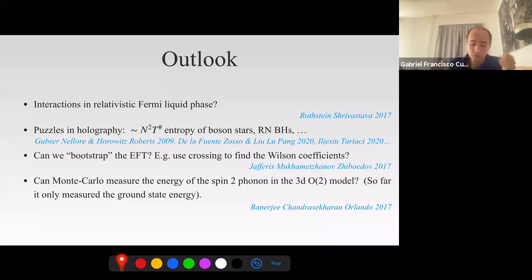So finally, I said that the Monte Carlo measurements tell us something about the energy of the ground state in the O2 model at large charge, but for some reason, they never measured the first excited states above the ground state. If that were to agree with the prediction of the large charge EFT, I think that would be a smoking gun that the O2 model, even at strong coupling, is really in a superfluid phase. And hopefully this will be done in the future.